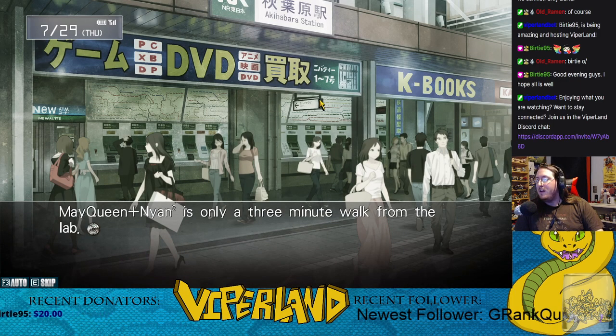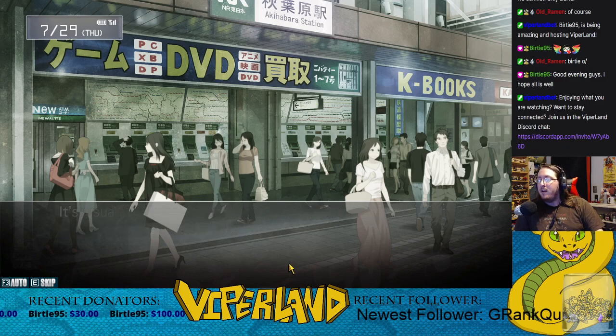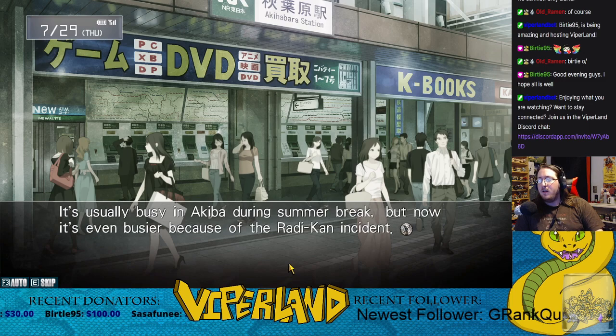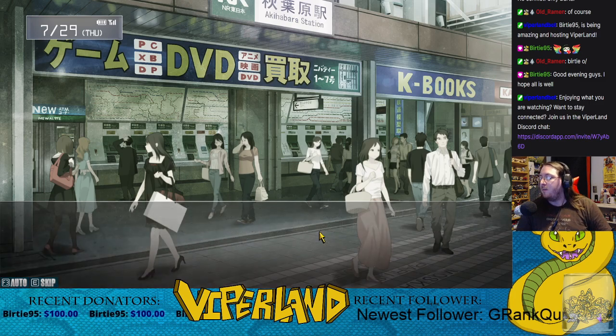May Queen plus Neon Squared is only a 3-minute walk from the lab. Coming from Kame Abitsi Dori, take a left at Sumakowaiska crossing and you'll find it. That's where I'm headed now. It's usually busy in Akiba during summer break, but now it's even busier because of the Radicon incident. The area was blocked off yesterday, but it doesn't look like they could keep the main road closed for 2 days straight. I haven't seen a single police officer today.